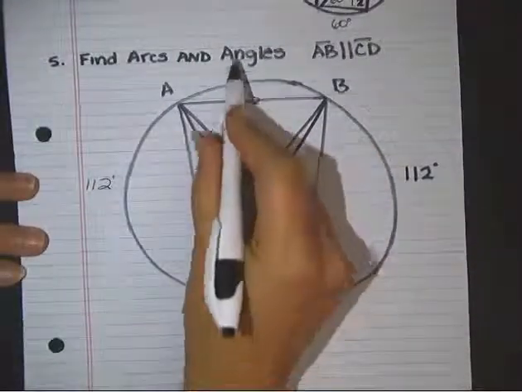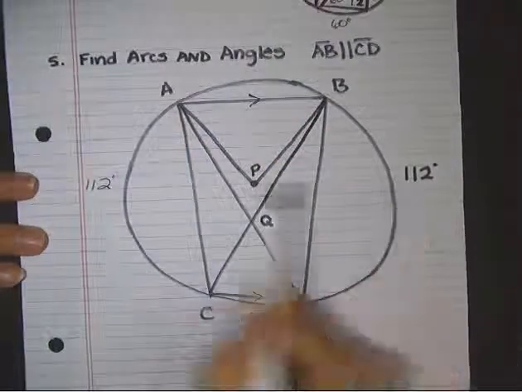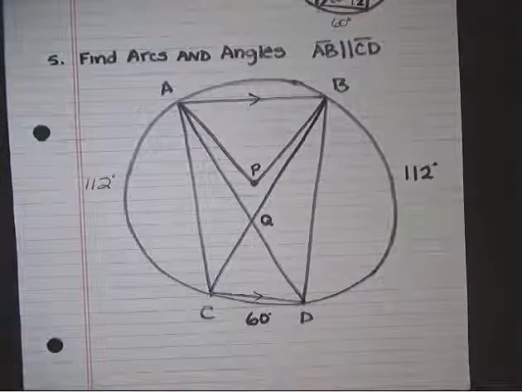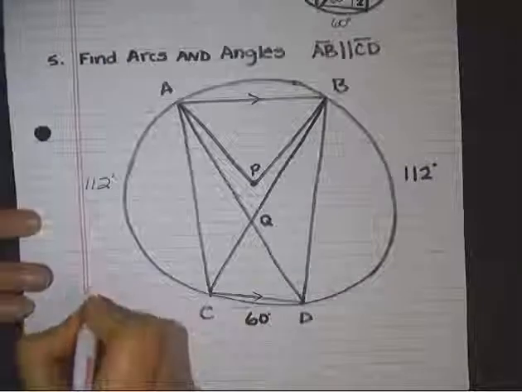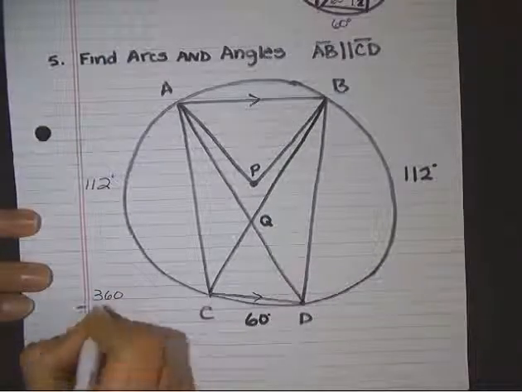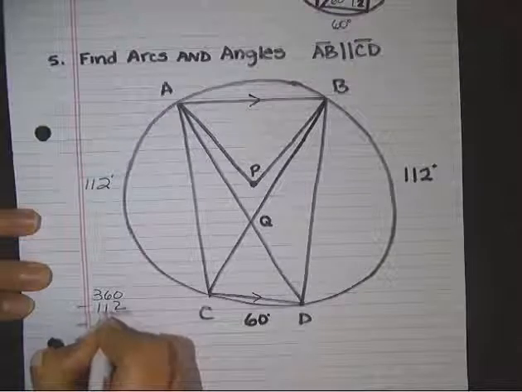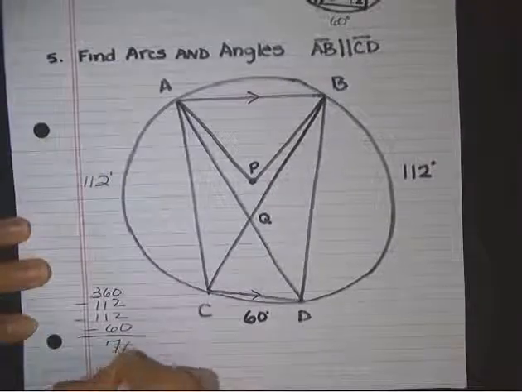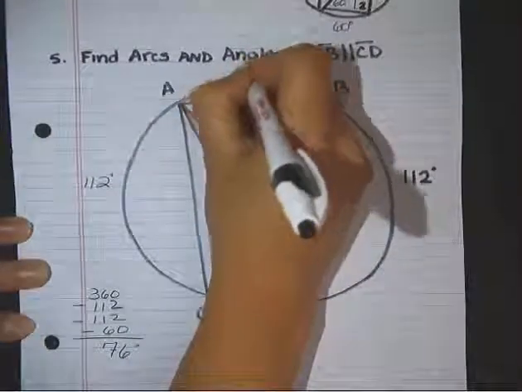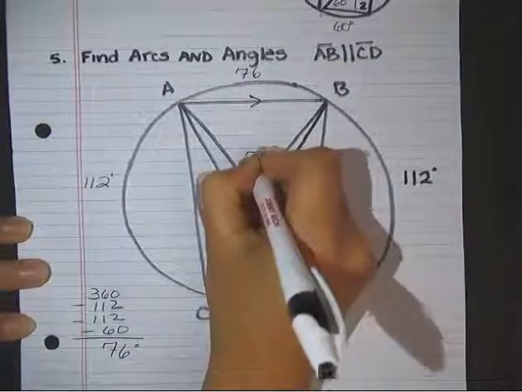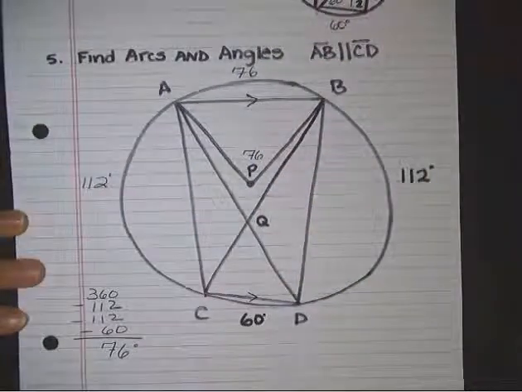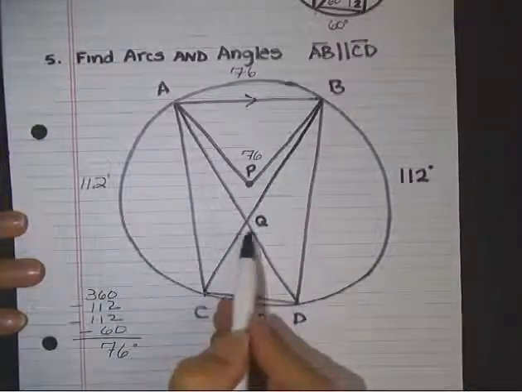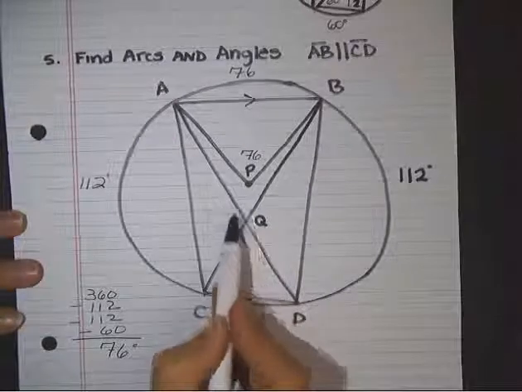But since I have 112 and 112 and 60, I can add those to 360 and subtract: 360 minus 112 minus 112 minus the 60, and that gives me 76 degrees. So this arc up here must be 76, and therefore the central angle at P there is also 76. Now you can't use that for Q. All these angles are not central angles and they're not inscribed. The only way you can find these angles right now is to use triangles, 180 degrees.